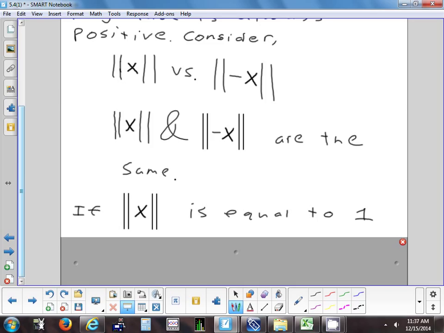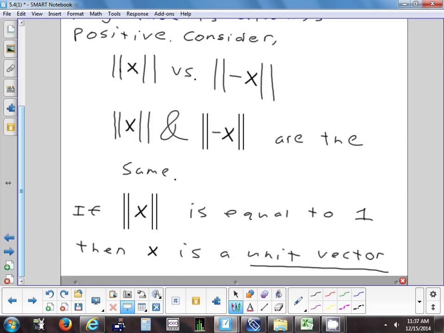If your magnitude comes out to exactly 1, that has a special name. That's called a unit vector. Remember when we studied unit circle? Unit circle was a circle that had a radius of 1. So anytime you have the number 1 involved, we usually use the word unit to represent that.